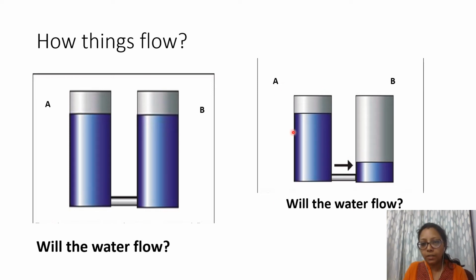Now let us take another situation. In this case, will the water flow? Yes, the water flows from jar A to jar B. Why? Because of the difference in the height of the water, or we can say the difference in the pressure. At this point, because of this height, which is more, the pressure is also more as compared to the pressure at this point. So, because there is a difference in the pressure, the water starts flowing from jar A to jar B, and it flows till both the jars attain the same level. So, this is something very important to keep in mind.